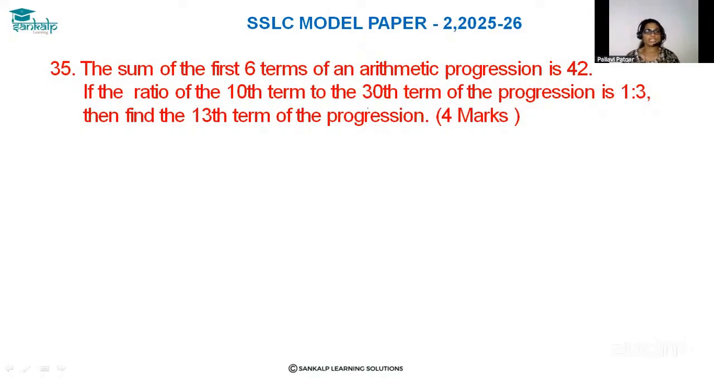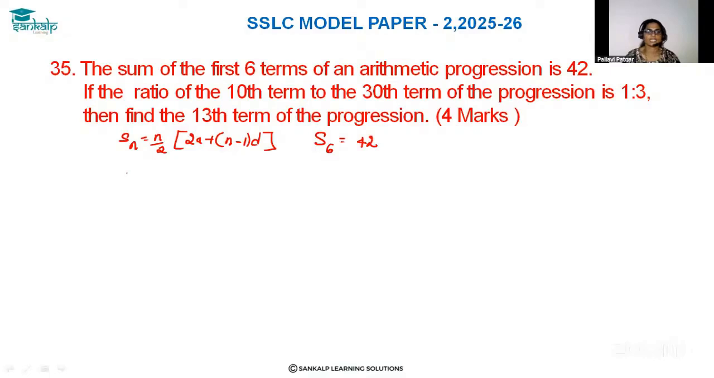So here the formula for the sum of the first n terms of an arithmetic progression is Sn is equal to n by 2 into (2a plus (n minus 1) into d). Here a is the first term and d is the common difference. The given sum of the first 6 terms of an arithmetic progression is 42. So S6 is equal to 42 is given.